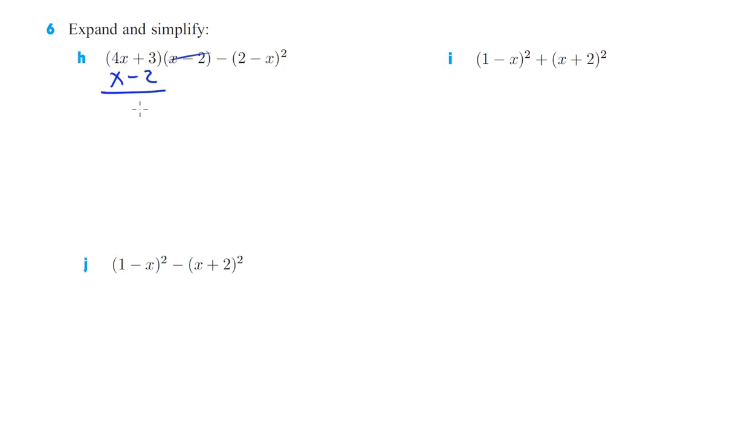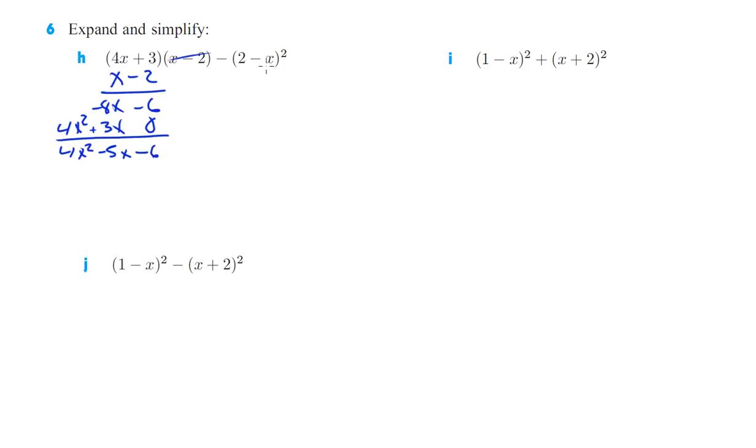So negative 2 times 3 is negative 6. Negative 2 times 4x, negative 8x. X times 3 is 3x. And then x times 4x is 4x squared. Okay, so we get 4x squared. Negative 8x and 3x is negative 5x minus 6.